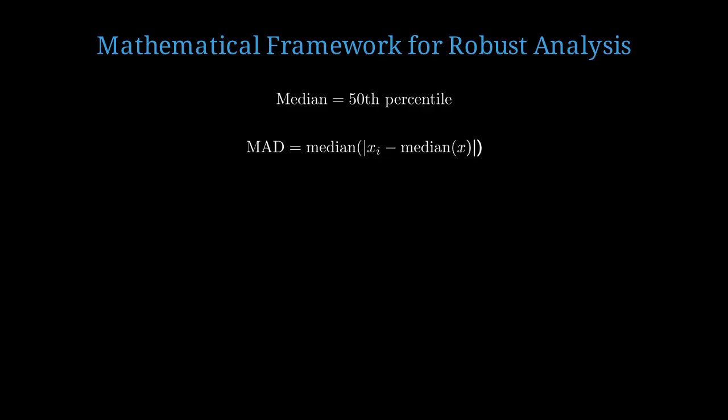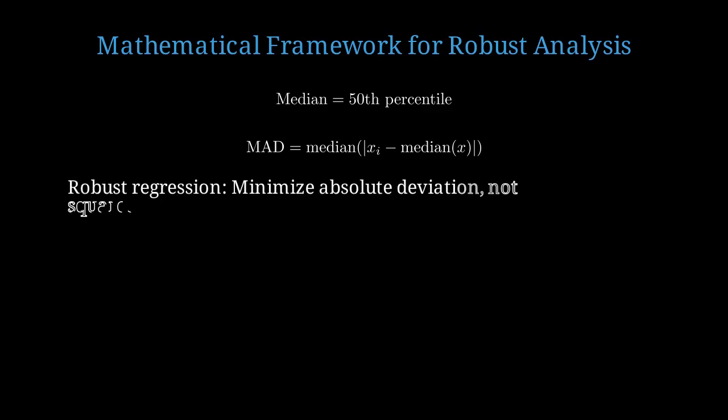Let me give you a more mathematical framework for robust data analysis that properly handles outliers. Instead of the mean, consider using the median for central tendency. The median is robust to outliers because it depends only on the middle value. The median absolute deviation, or MAD, is a robust measure of spread. It's the median of the absolute deviations from the median.